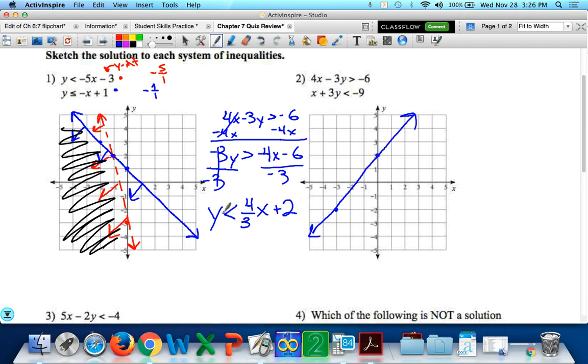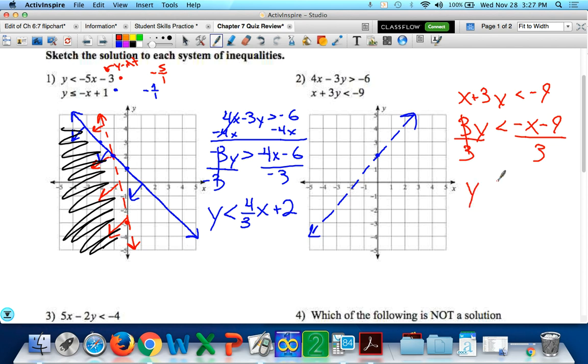Because this is a not equal to, I want it to be dashed. Second equation, red equation. X plus 3y is less than -9. That would be 3y is less than negative x minus 9. That's subtracting x from both sides. Divide by 3, divide by 3.